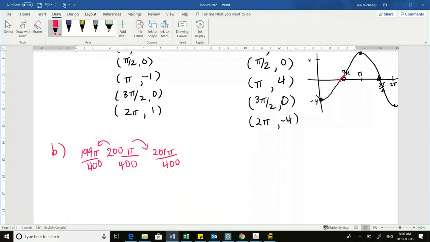So if we go a little bit bigger, we can maybe find something that's a bit closer. But if you're not quite sure, you just want to make sure that the 200 divided by 400 reduces back to pi over 2. So that's kind of what we want to do. So you're going to find the slope of the secant over this interval.